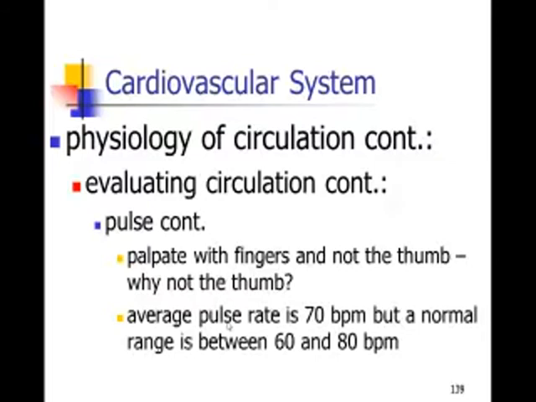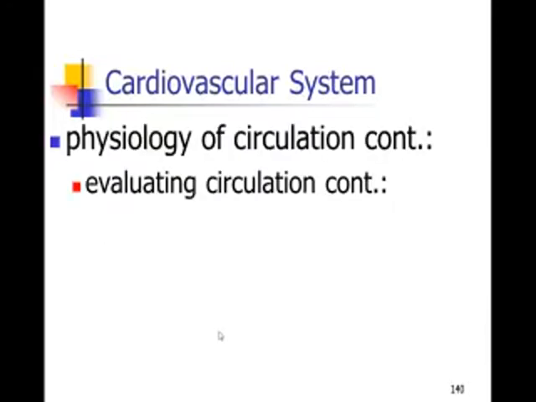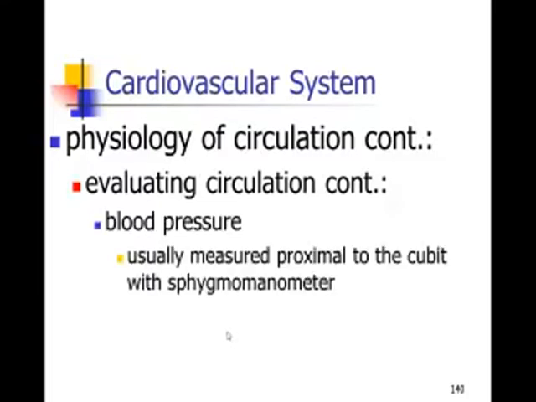And the average pulse for a normal person is going to be about 70 beats per minute, but it can range between 60 and 80. So here's kind of an interesting thing. If you have an athlete, especially an athlete that's involved in extreme endurance kinds of activities, they often have relatively low pulse rates. We also have blood pressure. That's another way we can evaluate the health of the circulatory system.